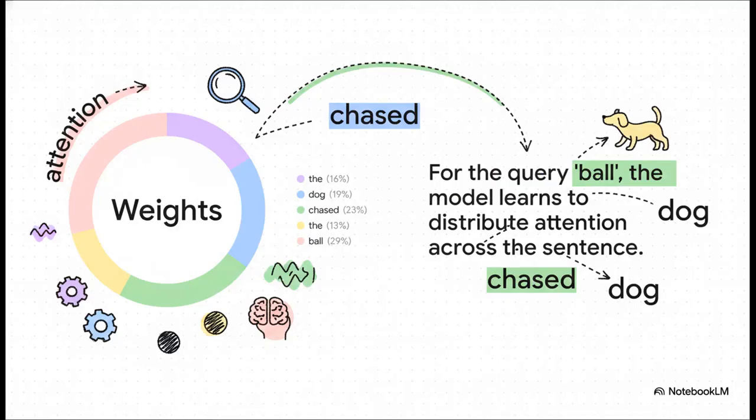And here's what that looks like in action. For the word ball, you can see the model has learned to distribute its attention. It pays the most attention to itself and to the word chased, which makes perfect sense. The ball was chased. It has actually learned the grammar and the context of the sentence.